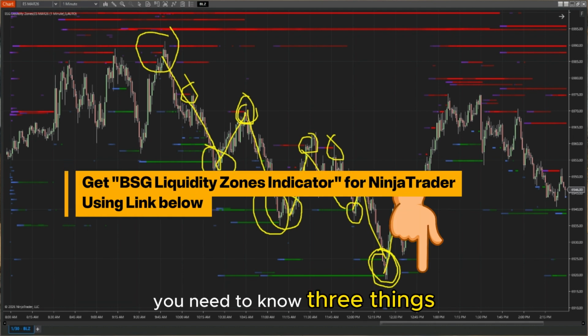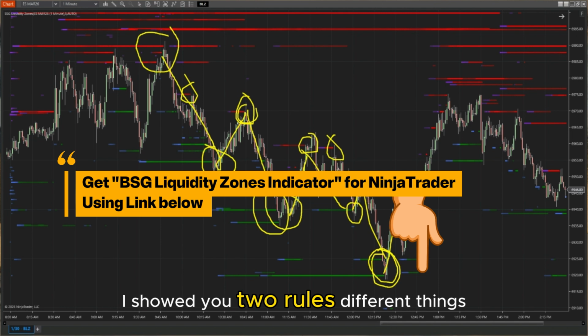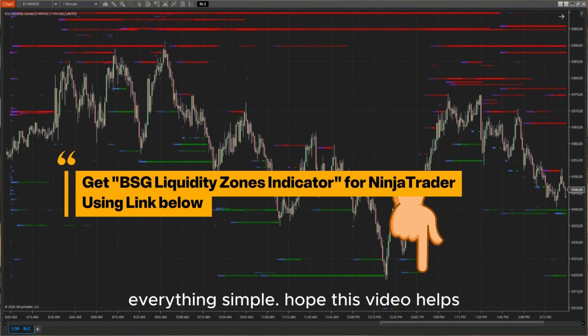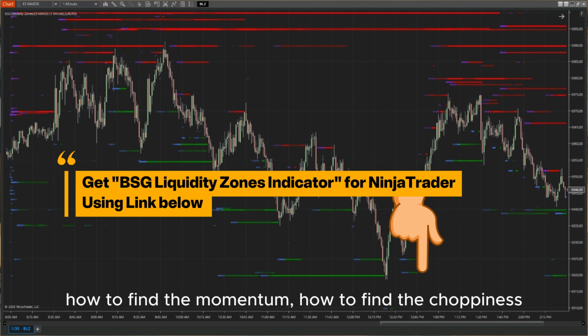You need to know three things. I showed you two rules, different things. But if you want to master this, you need to know how to read the level 2, how to read the market structure, how to read the momentum. That's all it is. Everything is simple. I hope this video helps you to find the perfect entry, perfect stop, perfect exit, how to find the momentum, how to find the choppiness, how to find the range.